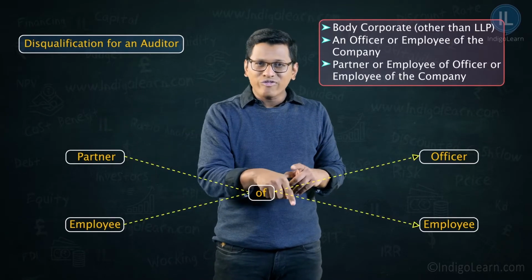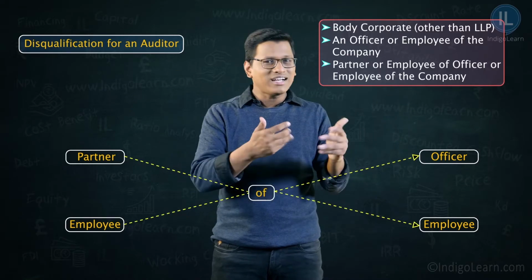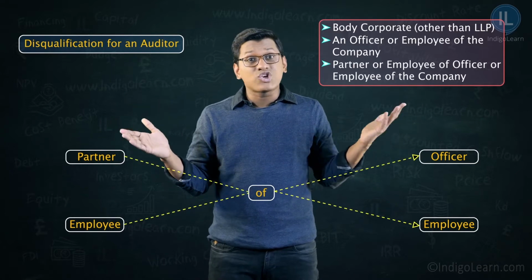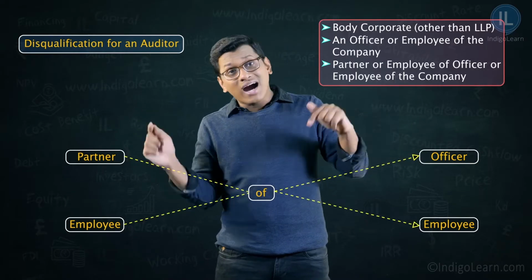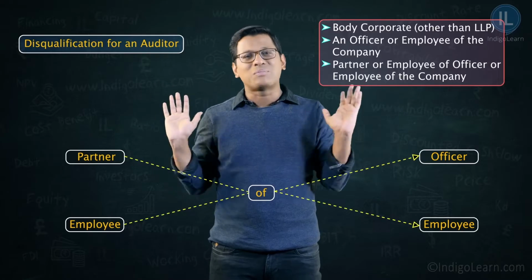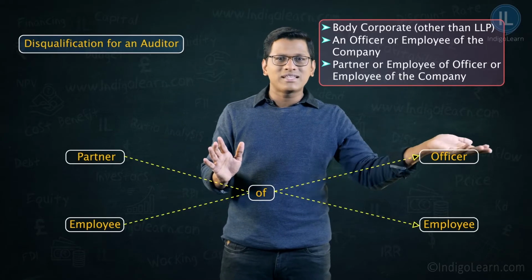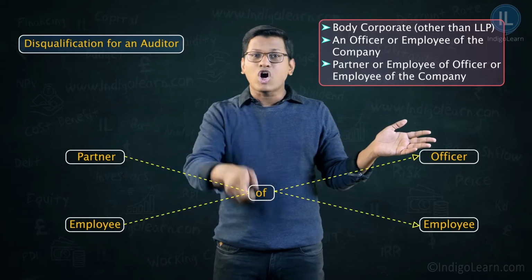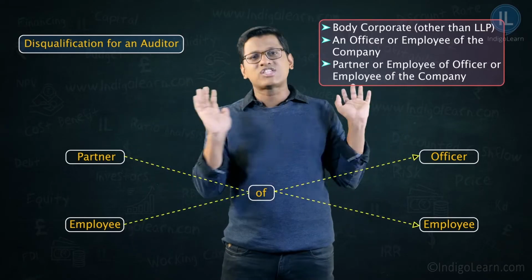Partner of an officer, disqualified. Partner, when I talk about, so maybe this officer has some business and officer has some partnership. The partner of the officer is disqualified from being appointed as the company auditor. Clear? Right. So basically officer or employee, basically we said he is employed with the company. So there is a partner of such officer, disqualified. Partner of such employee, disqualified.